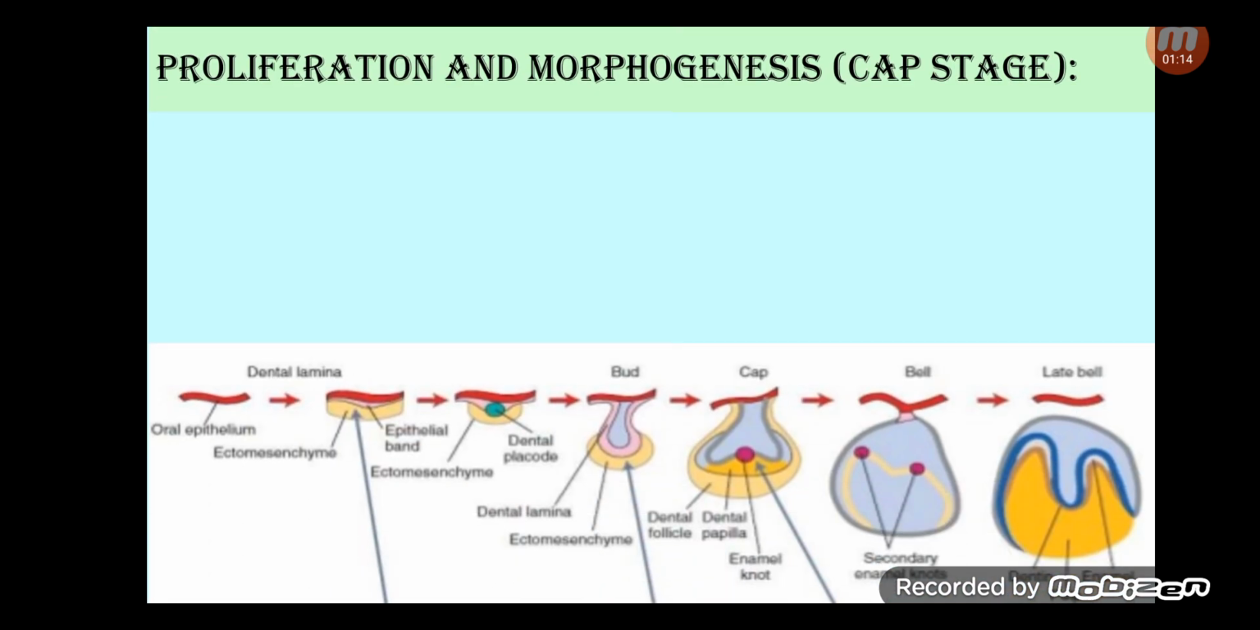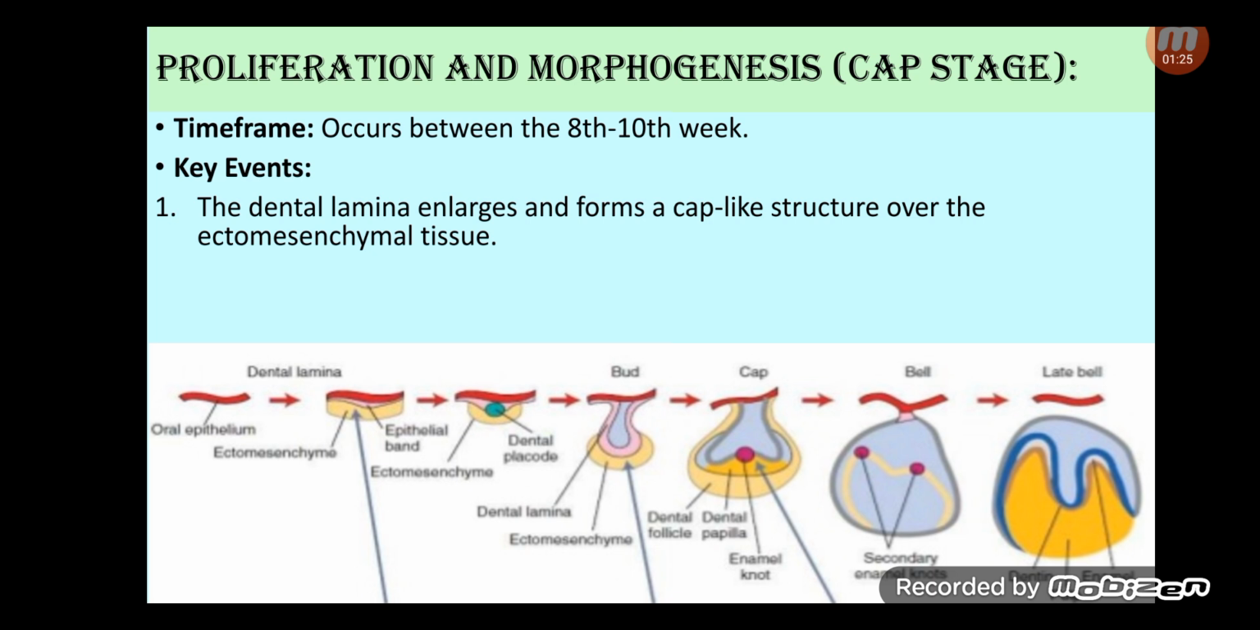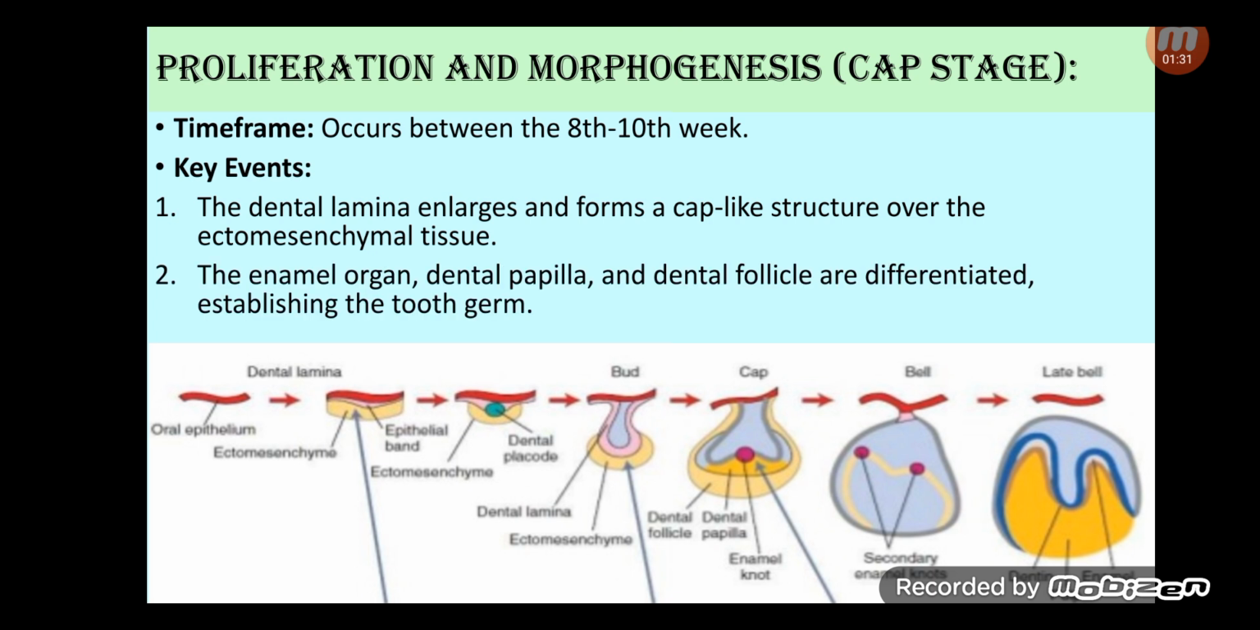The next phase we have is the proliferation and morphogenesis stage, also called the cap stage. The time frame is between the 8th and 10th week. Key events that happen during this stage are that the dental lamina enlarges and forms a cap-like structure over the mesenchymal tissue. The enamel organ, dental papilla and dental follicle are differentiated, establishing the tooth germ.